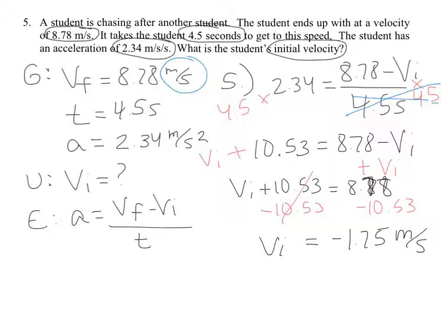So something to think about: vector quantities, very important. Negatives or positives mean direction. All right, hopefully this was good to walk through and I gave you a little bit of help. Best of luck, physics fam.